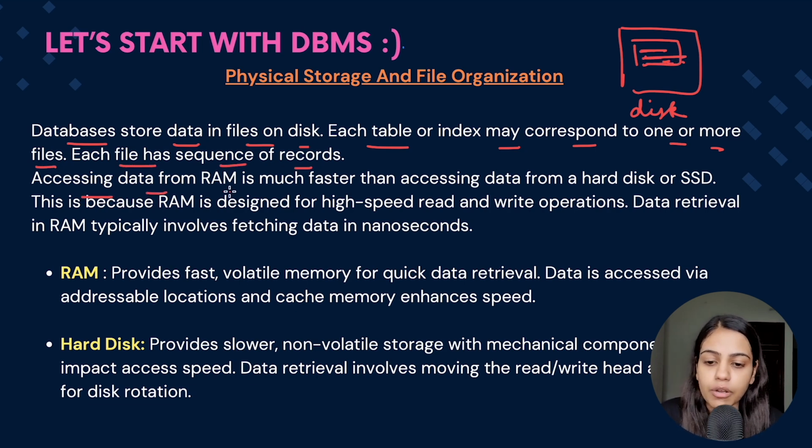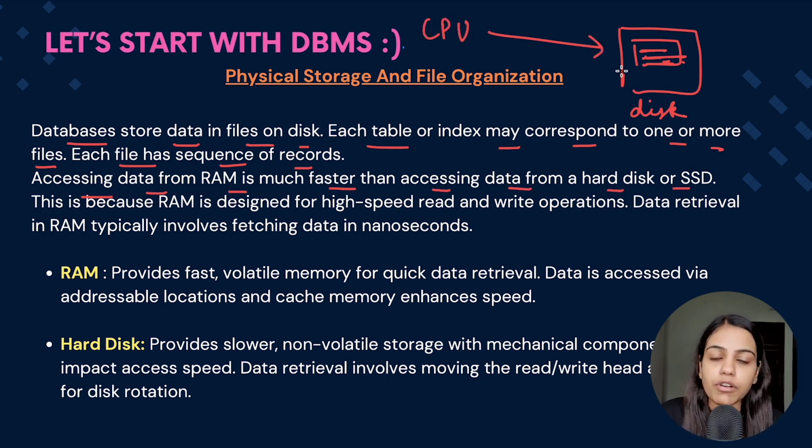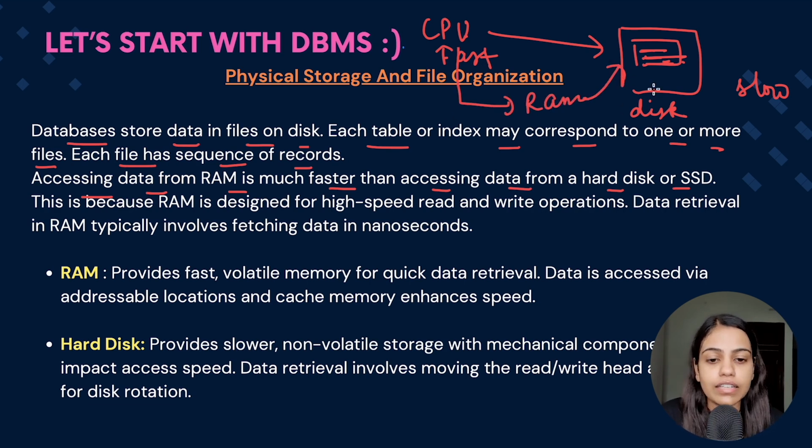Now accessing data from RAM is much faster than accessing data from a hard disk or SSD. So what happens is there is a CPU which accesses some data from the hard disk or from the SSD. But the CPU is very fast and the hard disk or SSD is very slow. So it's better that the CPU doesn't make a direct query to the hard disk. It goes to the RAM and RAM makes a query to the hard disk so that this particular process is streamlined. This is because RAM is designed for high speed read and write operations. Data retrieval in RAM typically involves fetching data in nanoseconds.